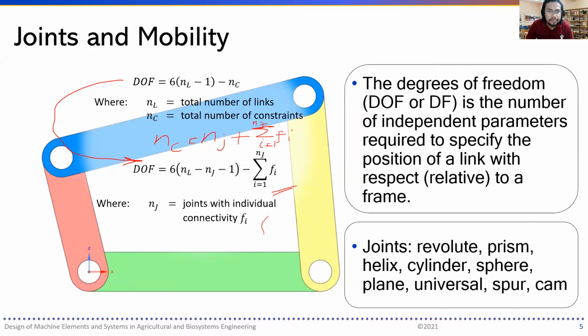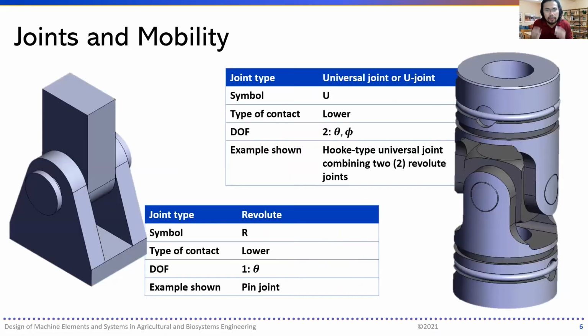There are other joints. We have the prism, the helix, the cylinder, sphere, plane, universal, and the spur gear and the cam gear pairs. Now, these types of joints already have their defined symbols. You have also the schematic for this one. The schematic, for example, for the revolute is something like this, or something like this.